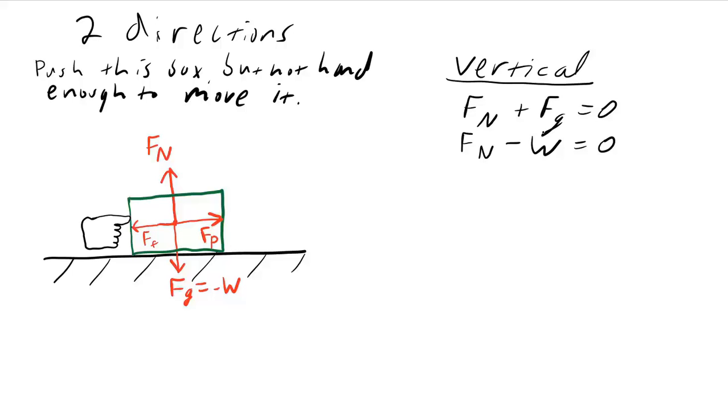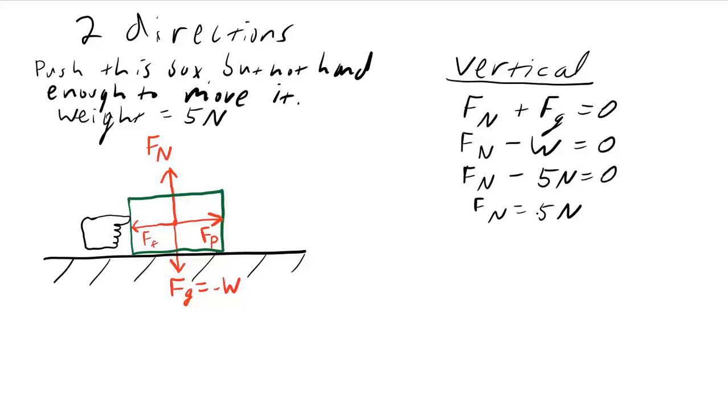So let's just go ahead and say the weight of this box is 5 newtons. Remember, newtons is a unit of weight. Force and weight are both newtons, because weight is a force. So that would mean that the normal force is figured out. Subtract 5 from something, you get 0. That something must be 5. Hey, we figured out something and we weren't even being asked what it is.